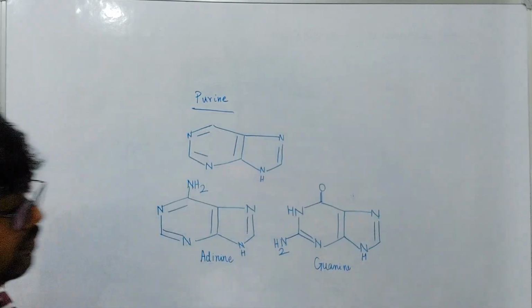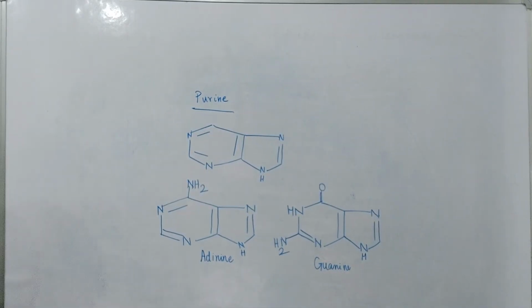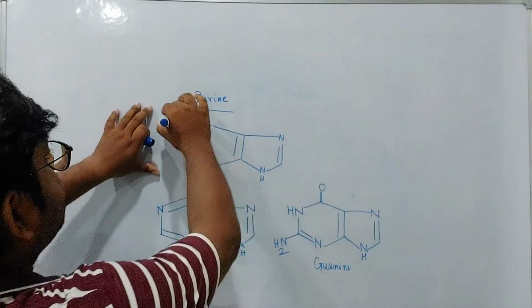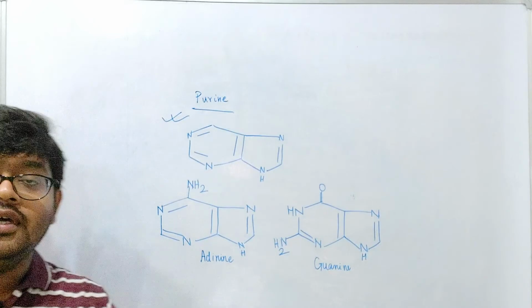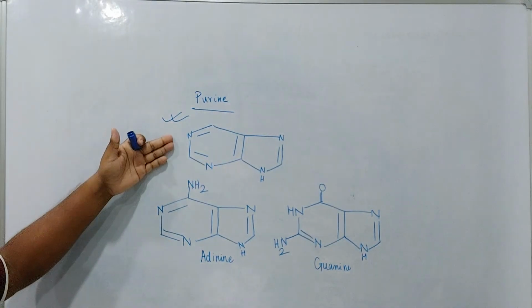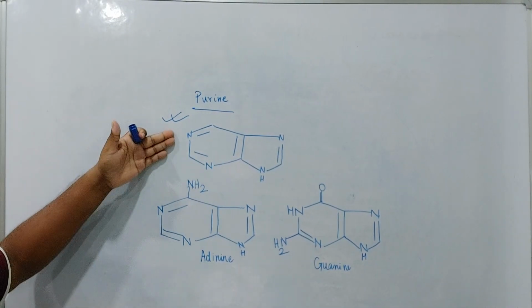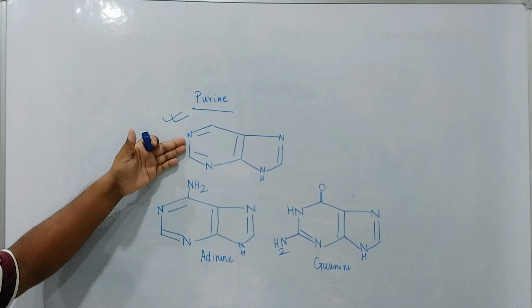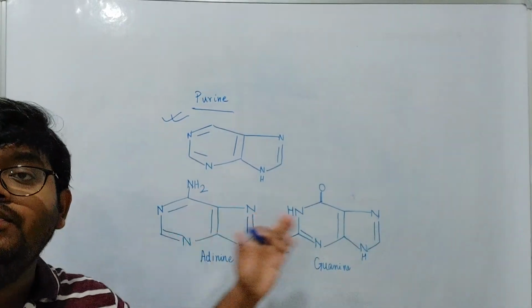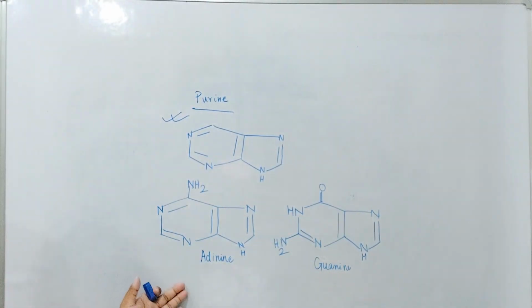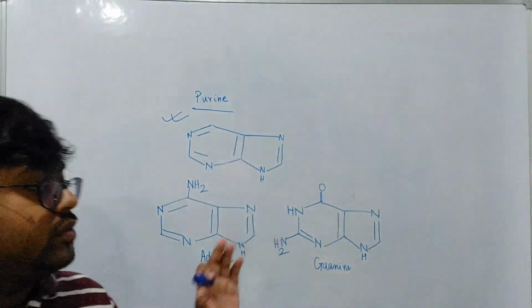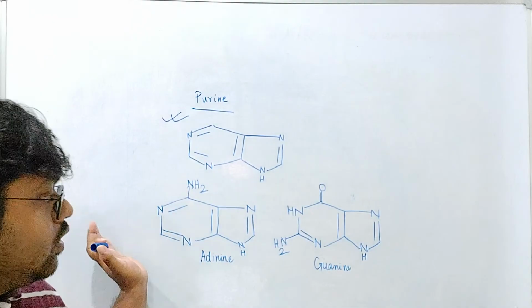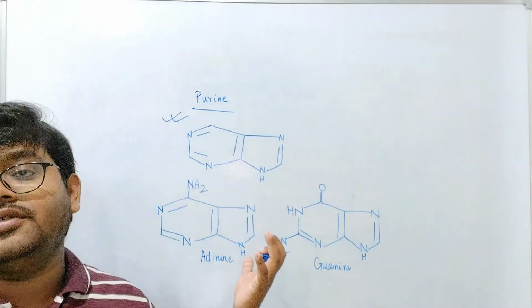Now I hope everybody has understood why these two bases are called purine bases, because their main skeleton is similar to that of purine, this one. So that's why they are known as purine bases. And I hope everybody has understood why they are called nitrogen bases, because you can see there are a lot of nitrogen in these bases.